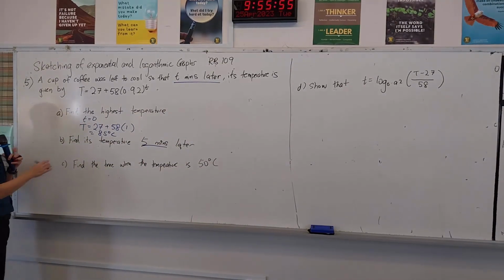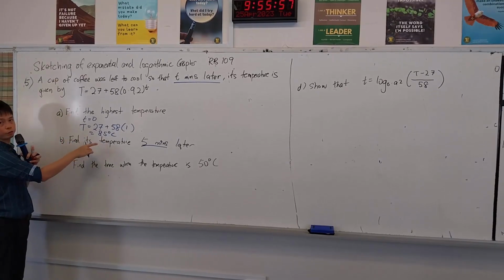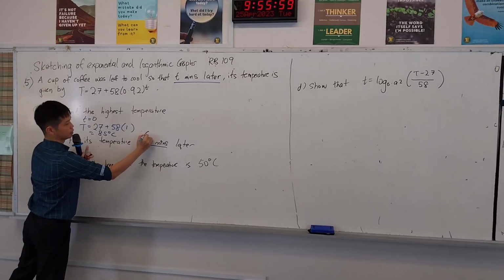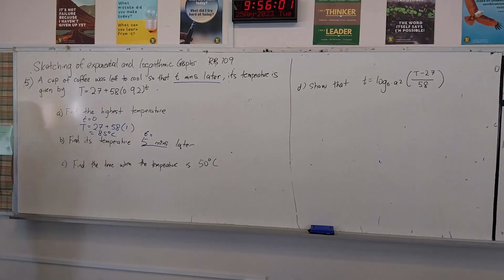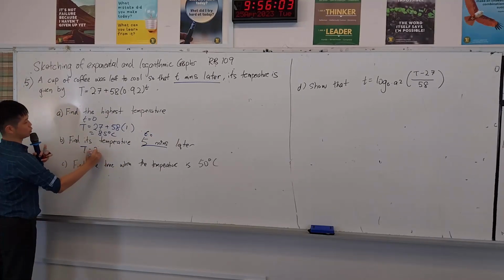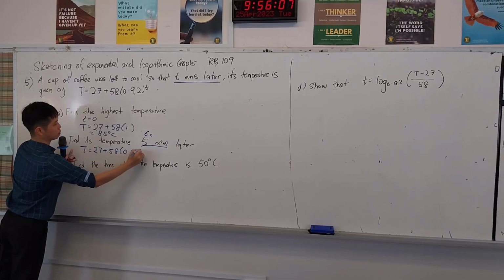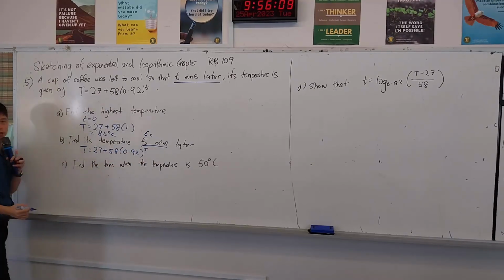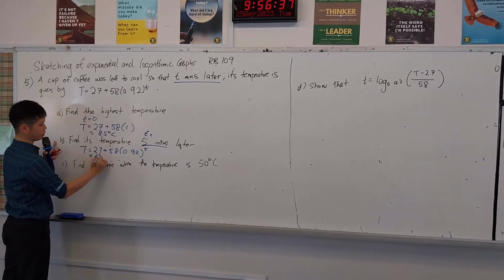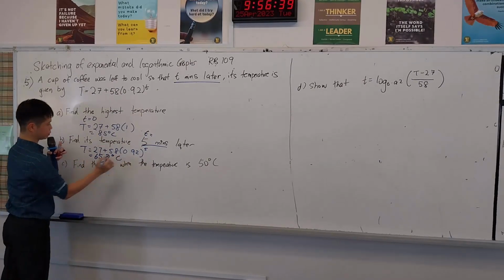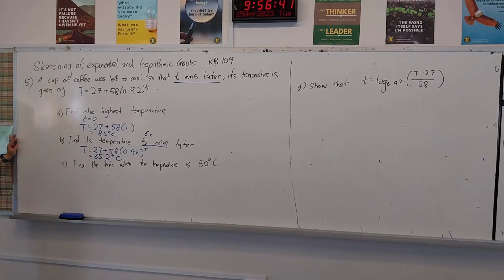Alright, so 5 minutes later, I will have t equals to 5. Now, this is a small t. So please identify what variable this is. So I have T equals to 27 plus 58 times 0.92 to the power of 5. Okay, and the answer is 65.2 degrees Celsius. So very easy, right? Okay, part C.